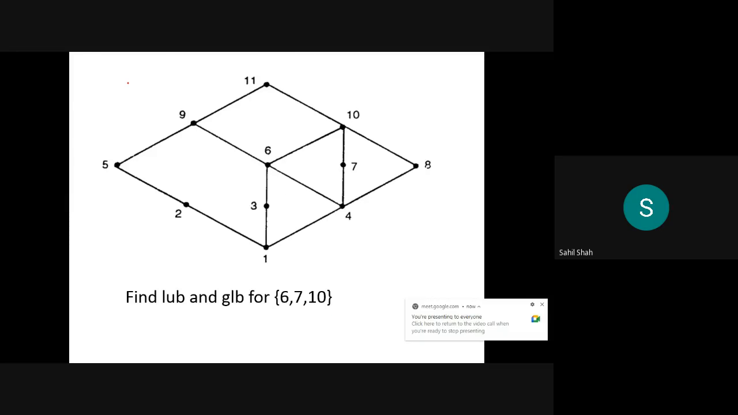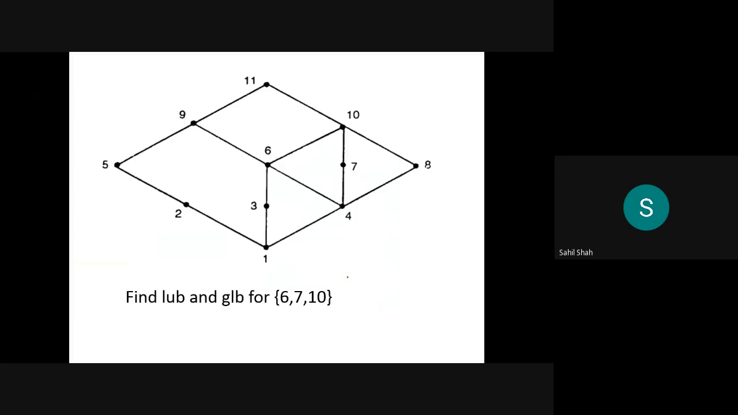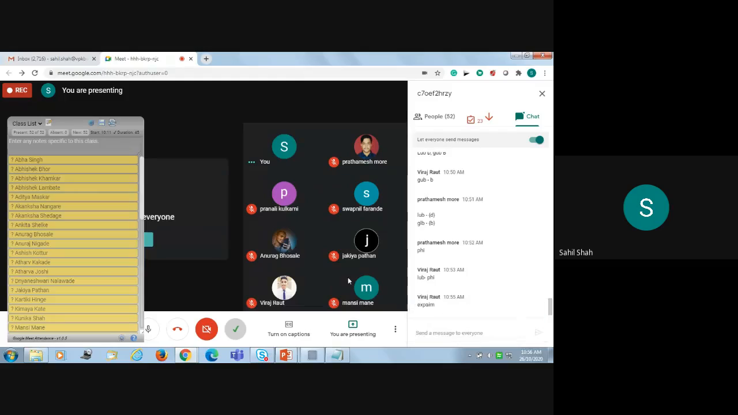Now this is up to you. Tell me about this. The question is: find LUB and GLB for 6, 7, 10. Should I explain this, or will you be able to compute? I will explain, no problem.